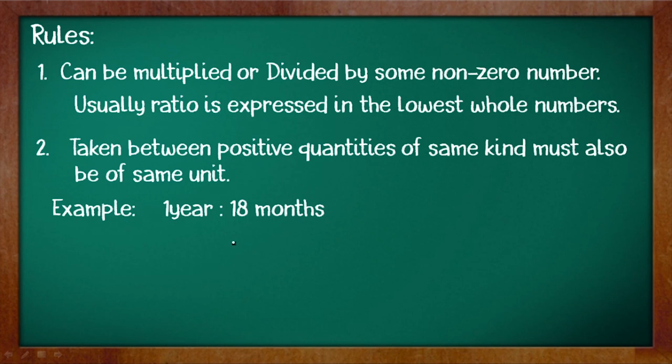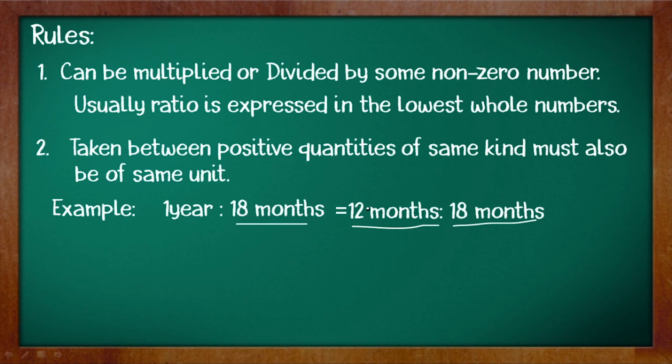Whenever you have something like this, you must convert it into the same units. Usually what we do is convert the bigger unit to a smaller unit. Year is bigger than month, obviously 1 year is greater than 1 month. So we'll convert the year into months. What is 1 year? 1 year is equal to 12 months, and we are keeping 18 months as it is.